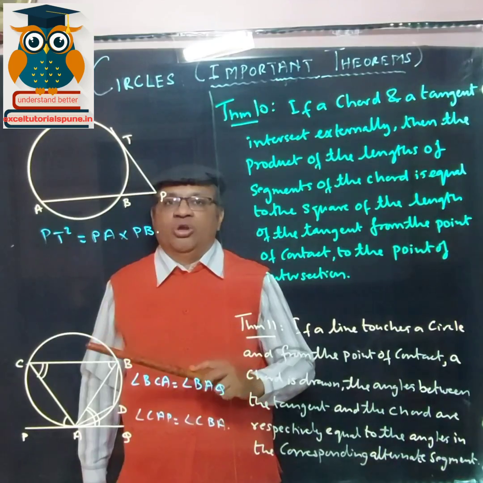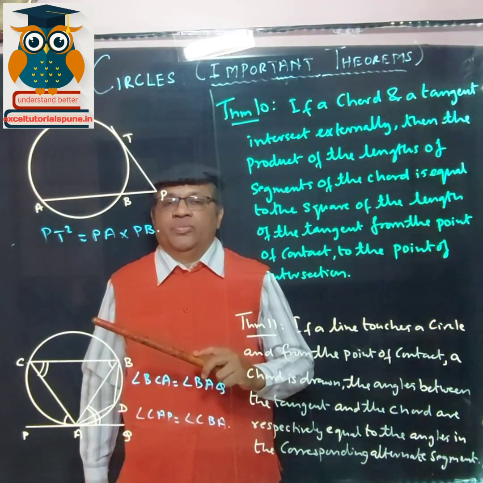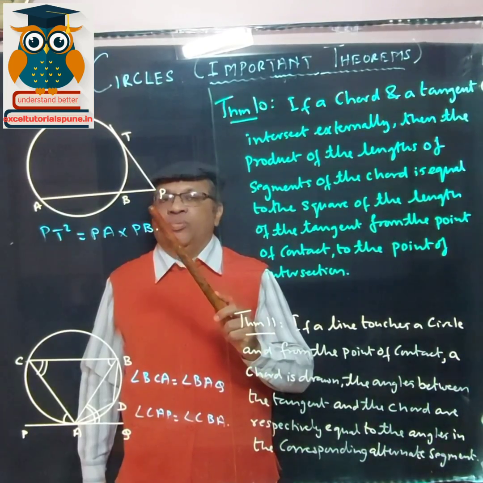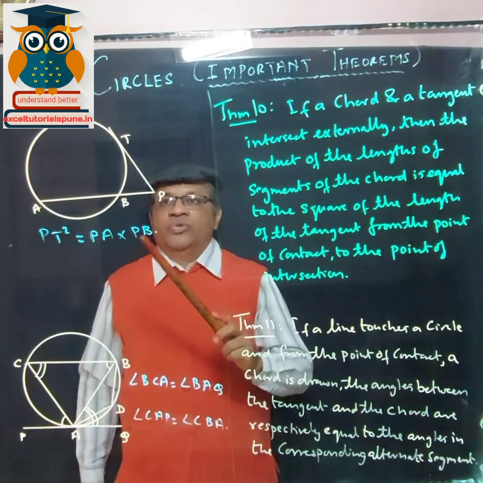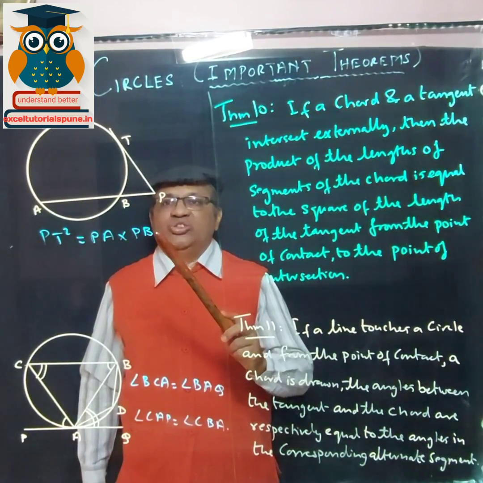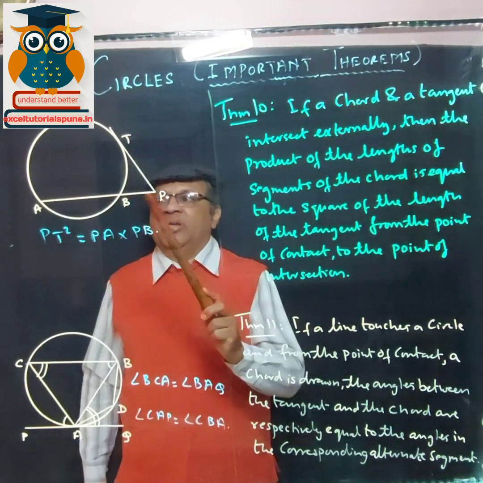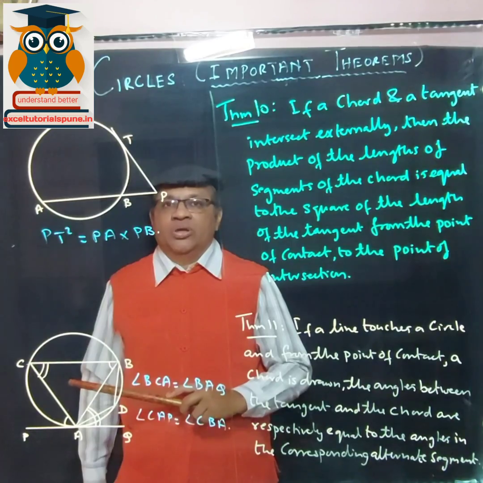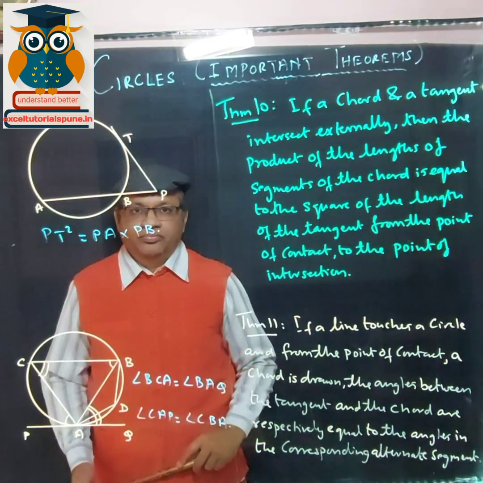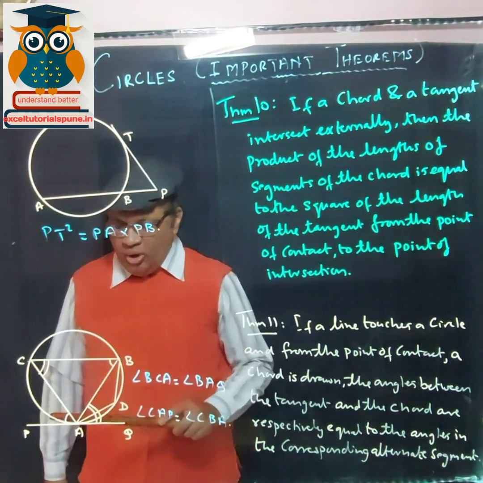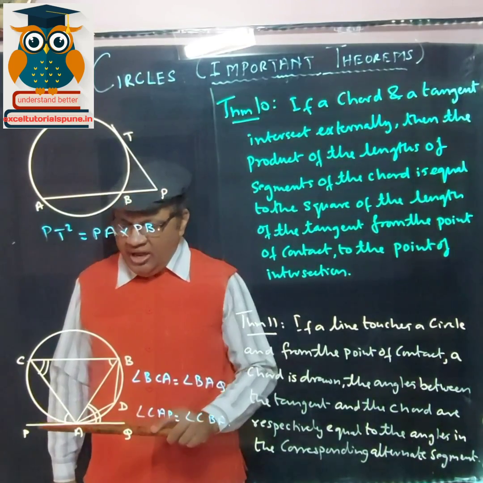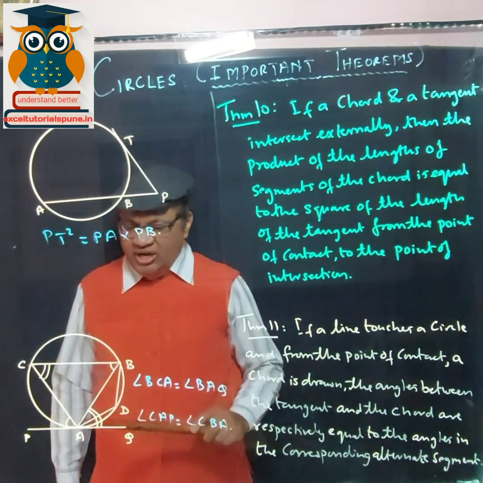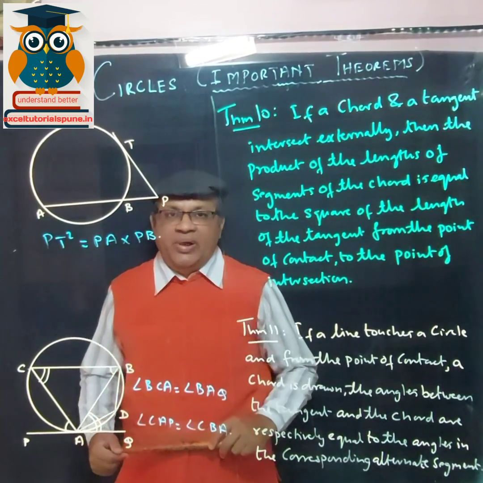When writing the theorem, you can write in short. The product of the segments of the chord is equal to the square of the tangent. PT square is equal to PB into PA. PT square is equal to PA into PB. Now the next theorem. To identify this theorem, there has to be a tangent and a chord. So when there is a tangent and a chord, only then is this theorem applied.